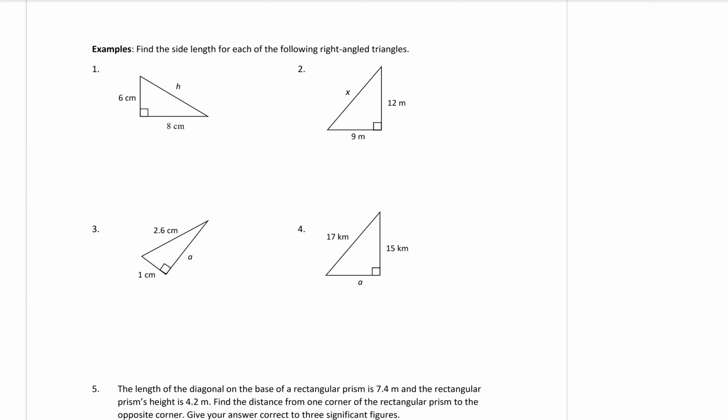So example number 1, you can see that we're trying to find the hypotenuse there, h for hypotenuse. So the hypotenuse formula is h equals the square root of a squared plus b squared. And then all you have to do is substitute into that. It doesn't matter which one is a and which one is b. So I'm going to go 6 squared plus 8 squared.